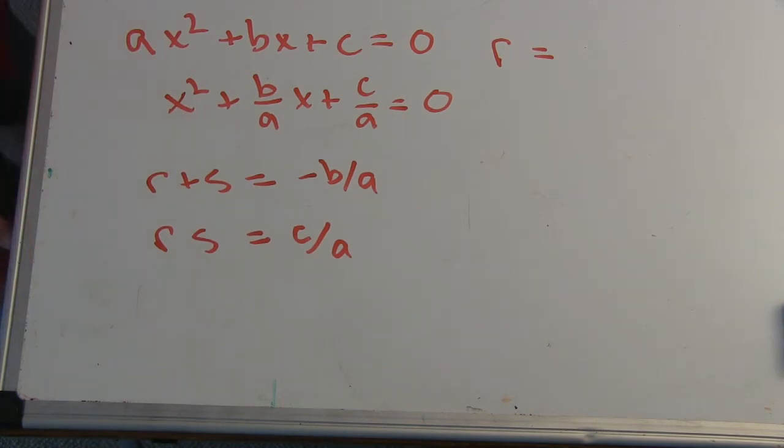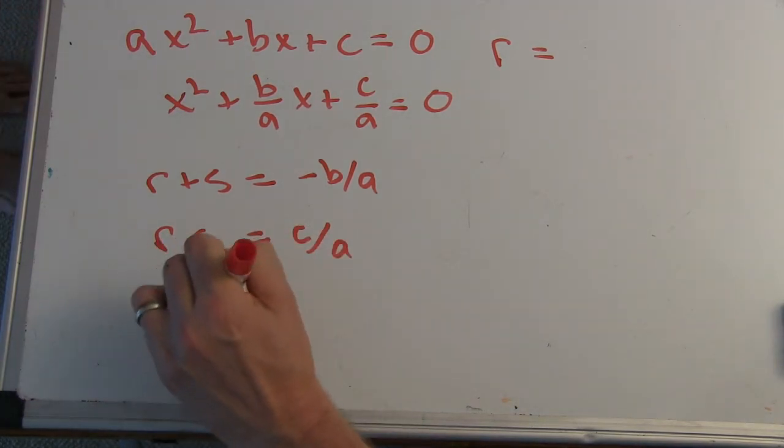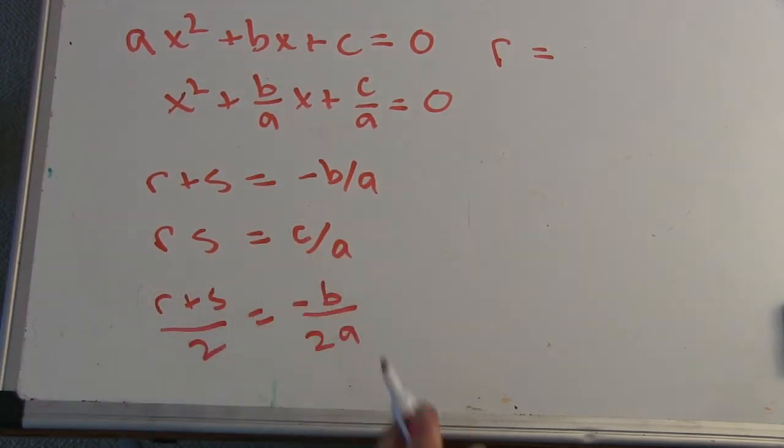Well, r plus s over 2 wasn't equal to z. What was it equal to? It's equal to negative b over 2a. Yeah, so r plus s over 2, their average, is negative b over 2a. So what do we say r might be equal to then?